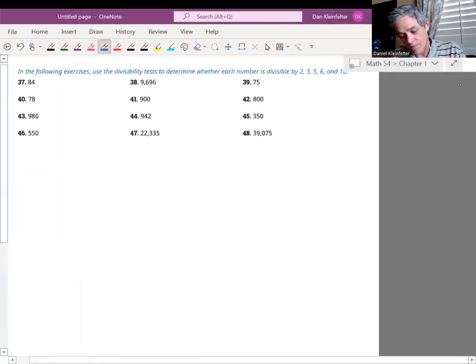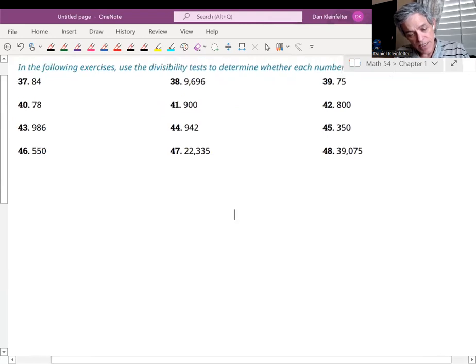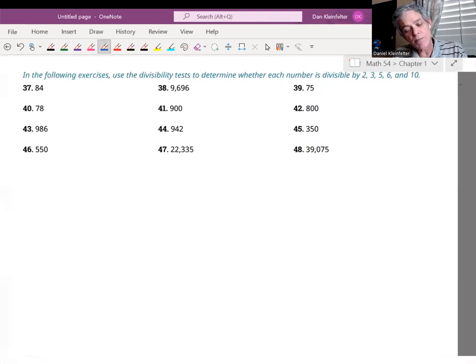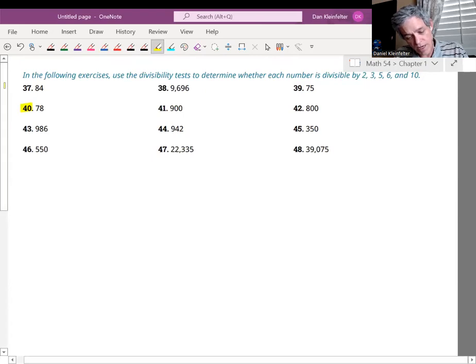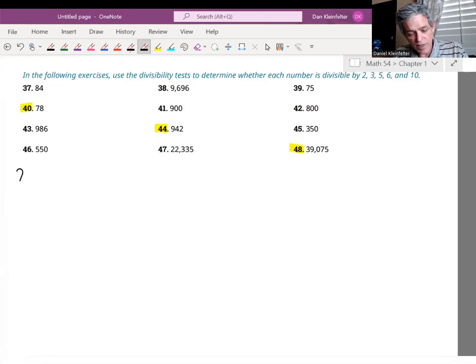Okay, let's try a couple of examples. So here it says, in the following exercises, use the divisibility test to determine whether each number is divisible by 2, 3, 5, 6, and 10. So let's try number 40, 44, and 48. Let's just do those three. Okay, for 78, we want to check and see if it's divisible by 2, 3, 5, 6, and 10. Okay, for 2, yes, because it ends in an 8. Okay, for 78, is it divisible by 3? 7 plus 8 is 15.